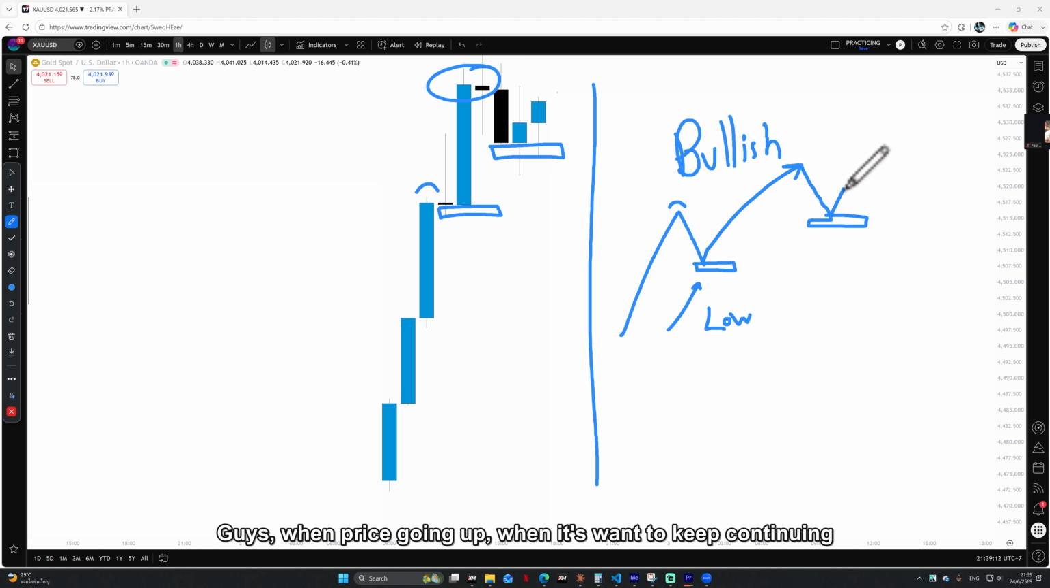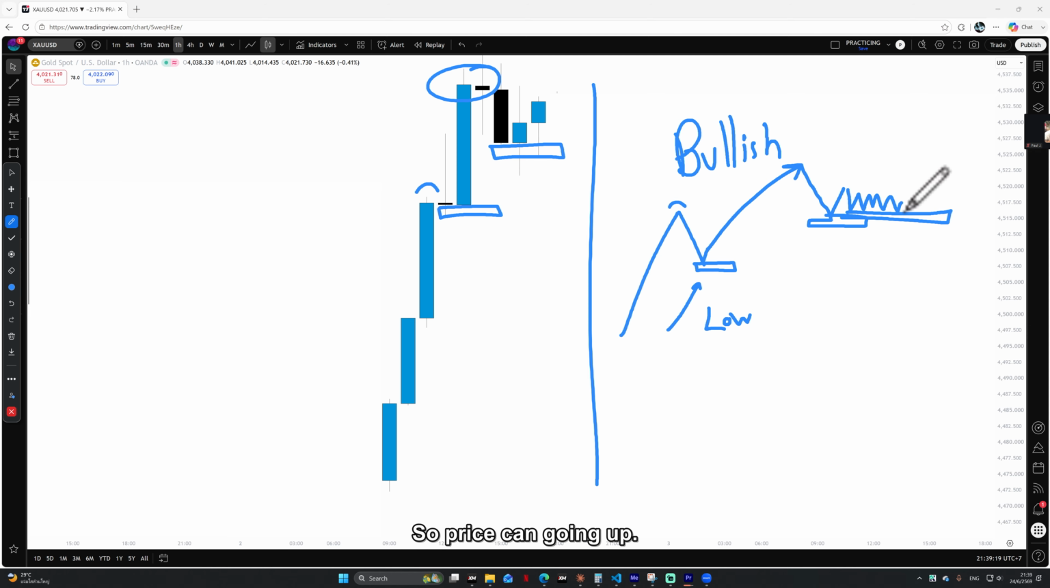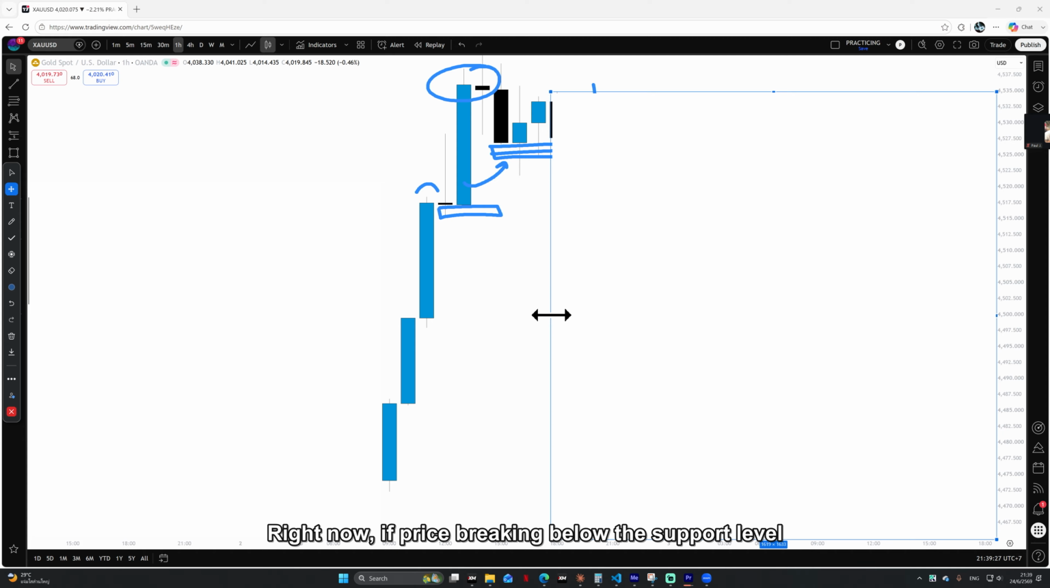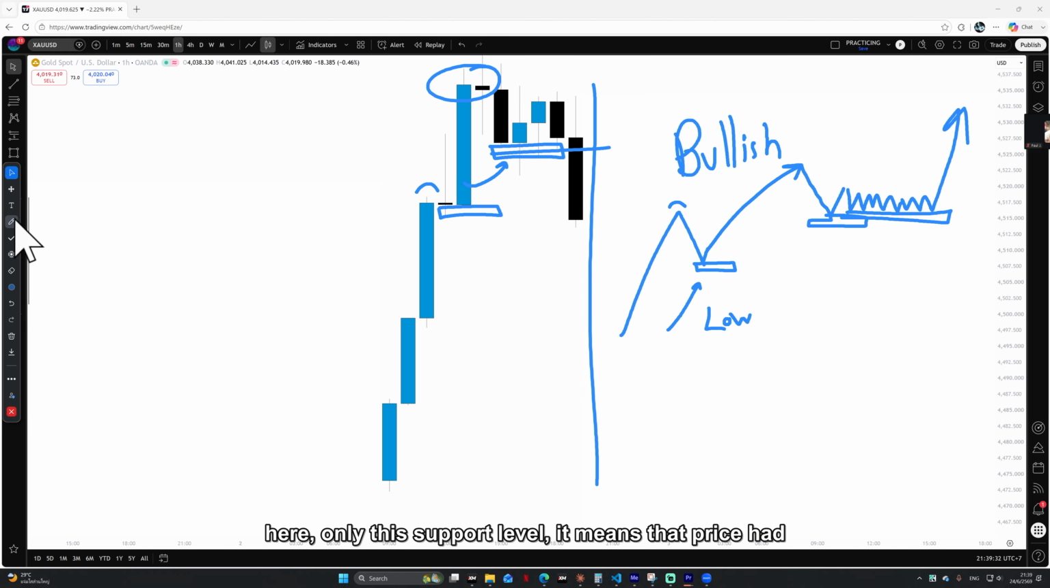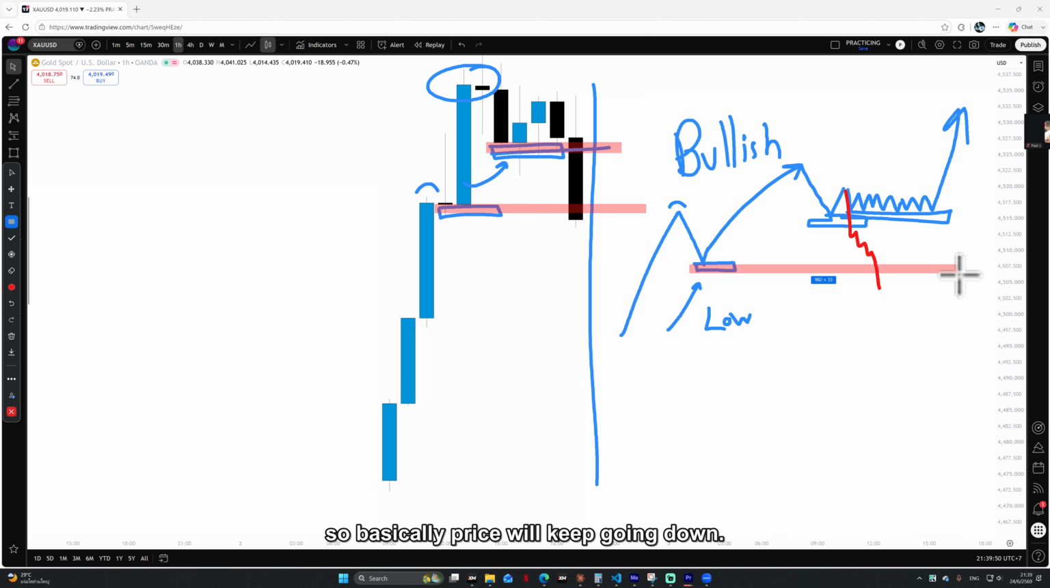When price is going up and wants to keep continuing up, when it goes down, it shouldn't be breaking below this level, so price can go up. Now you see here, we have a support level here, right? Now, if price breaks below this support level, only this support level, it means that price had the intention to go down instead. In this case, it's interesting because price is not breaking just one, but two support levels. So basically, price will keep going down.